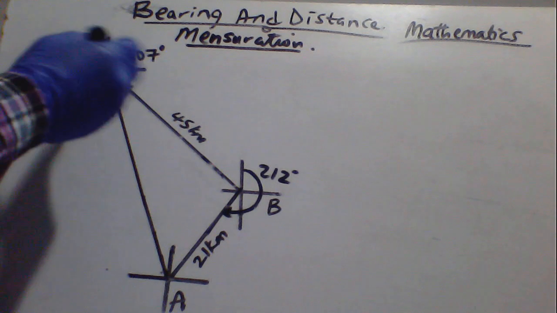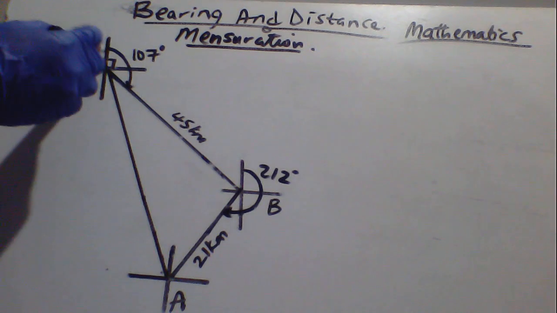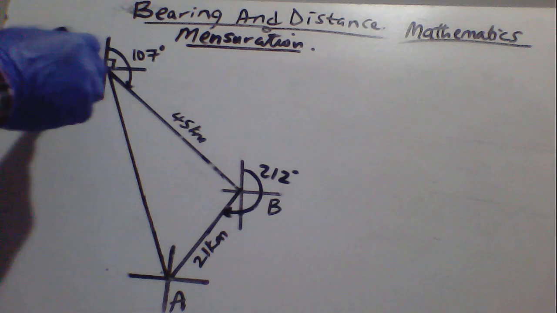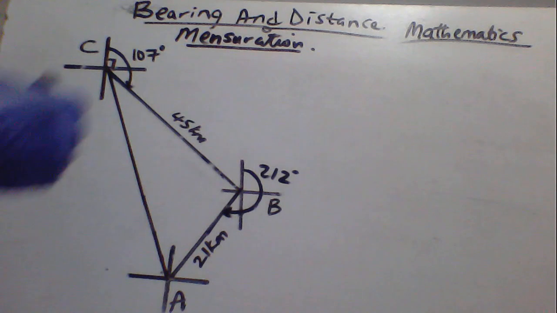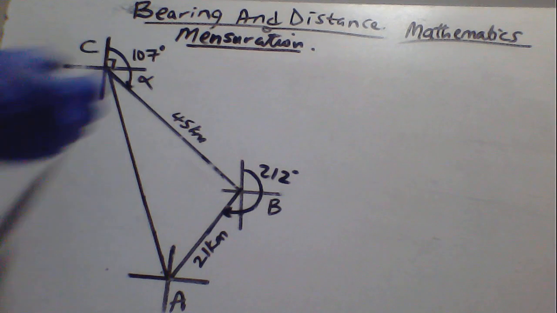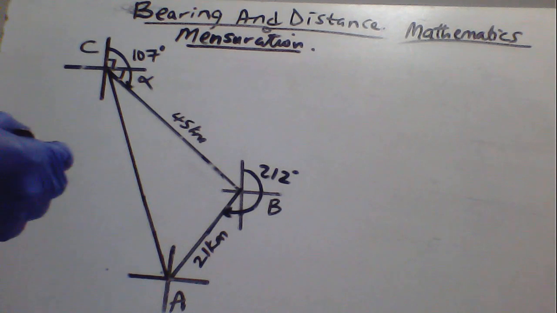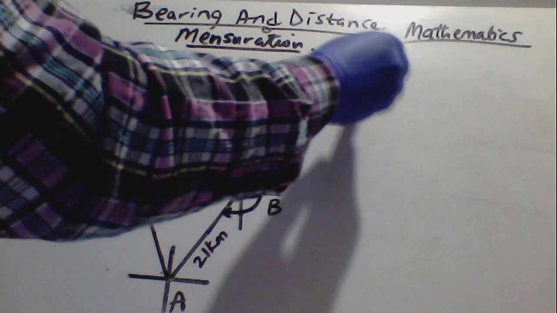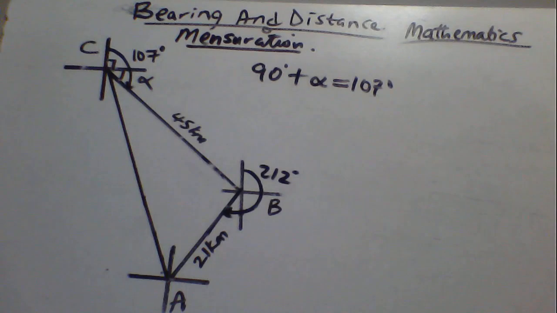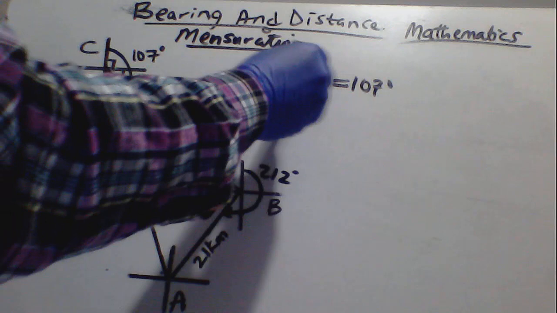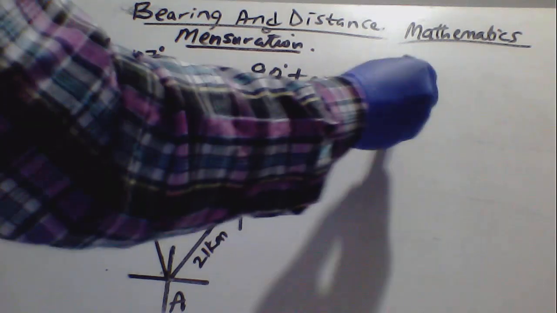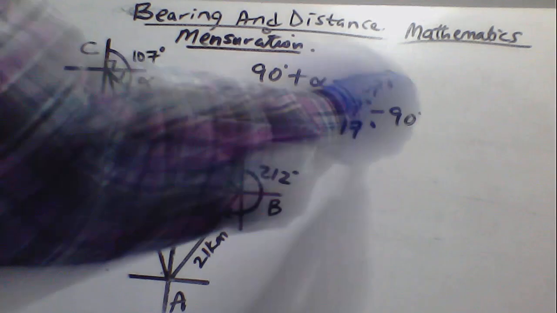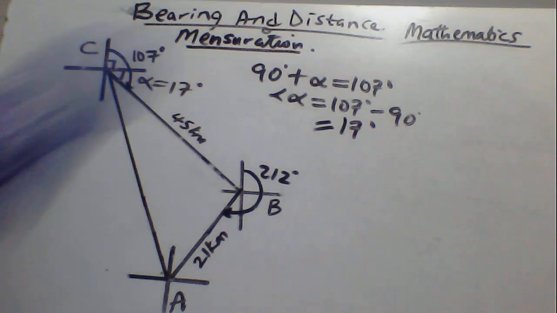Before we proceed, let's know that the bearing is measured from the North in a clockwise direction. So I've already put in the Cartesian axis. All we need to do is to see if we can find this angle alpha here. So we know that 90 degrees plus angle alpha is equal to 107, the bearing of the boy when the boy left his house to the church. So we can find angle alpha to be 107 minus 90 degrees, and that gives us 17 degrees.